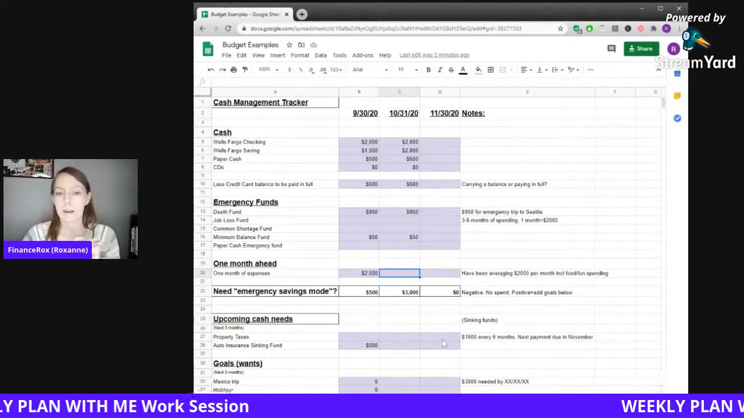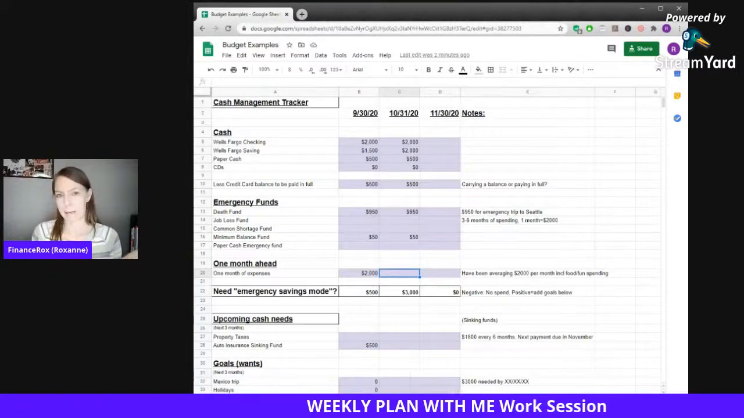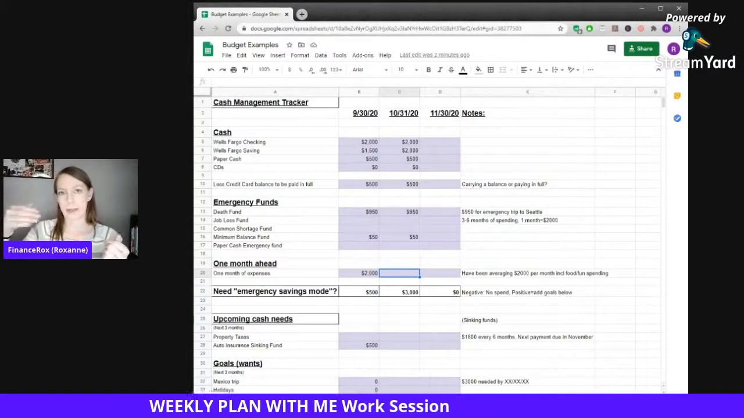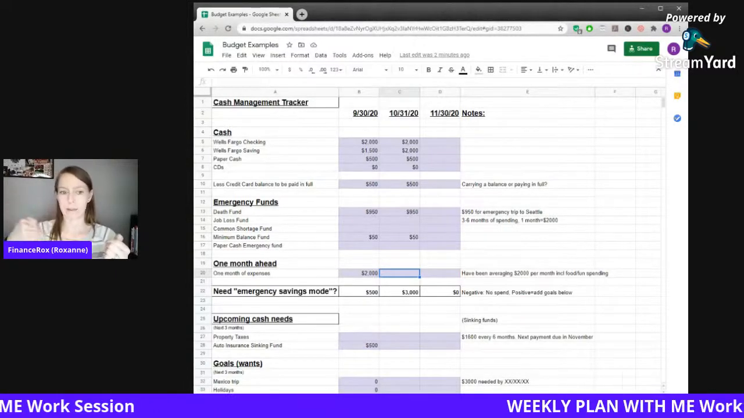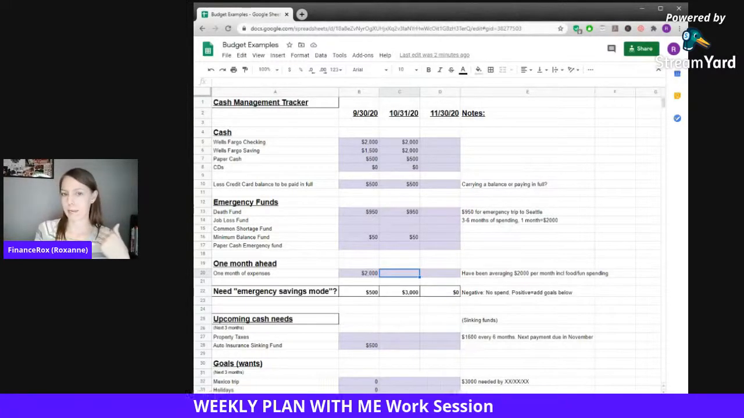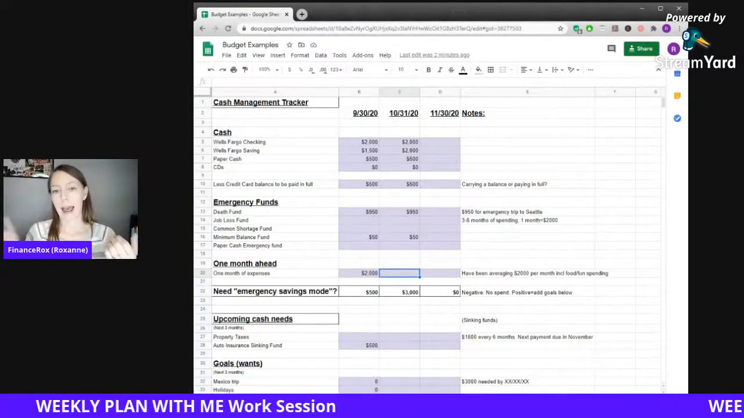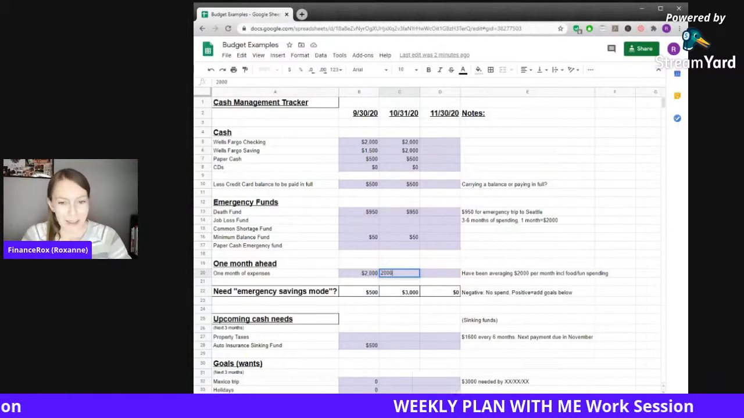It was just easier for me to say, okay, if I don't have this $2,000, I need to stop spending money. So that way, all I had to do was look at my bank balance and know right away, by subtracting the emergency fund and 1 month ahead, whether or not I needed to scale back spending or, like I said, add goals. Okay, hopefully that makes sense.